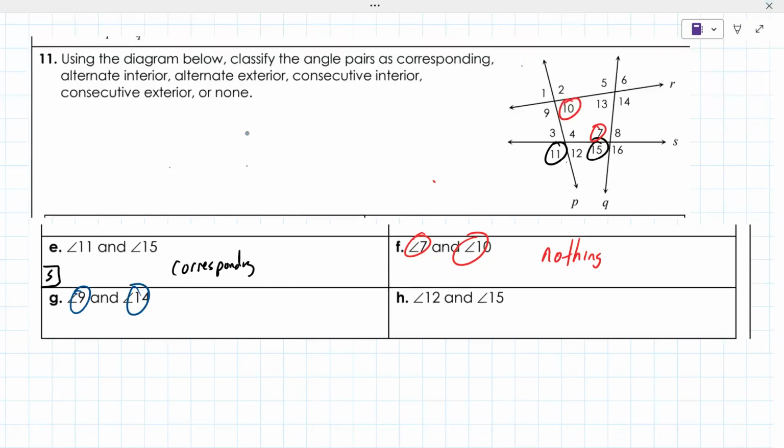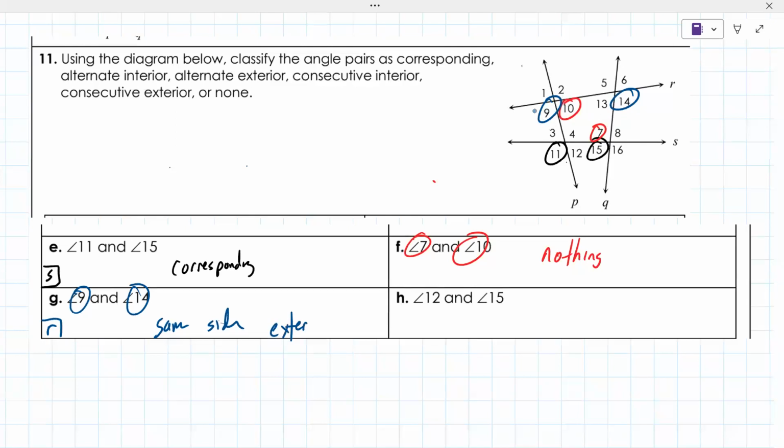So 9 and 14. Here's 9, here's 14. That's the R transversal. Are these same side or opposite side? Same side. And are they in the interior or the exterior? The interior is truly the inside. These are both in the exterior. They're outside the two lines there.